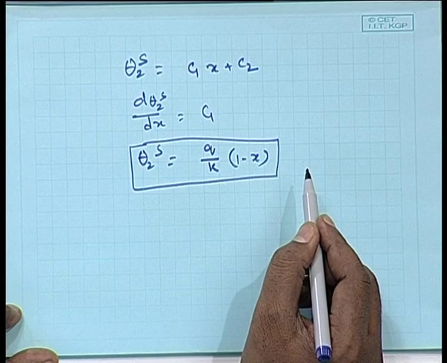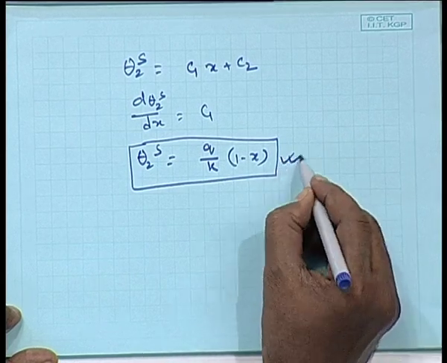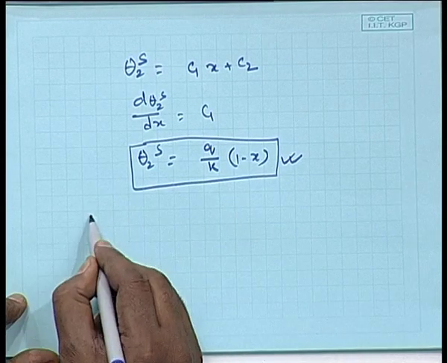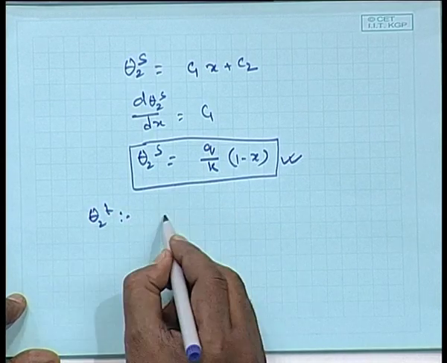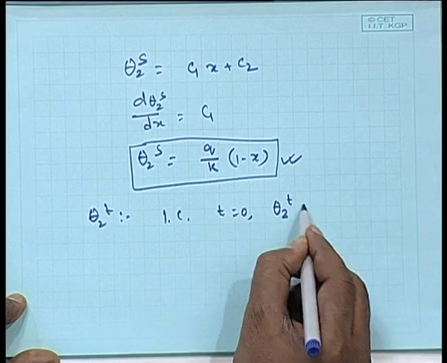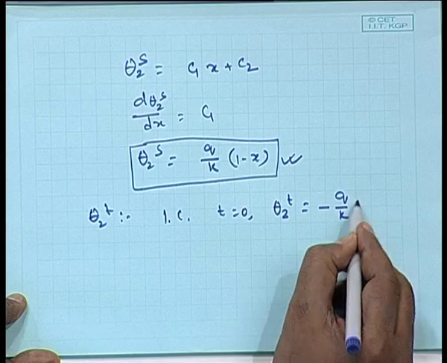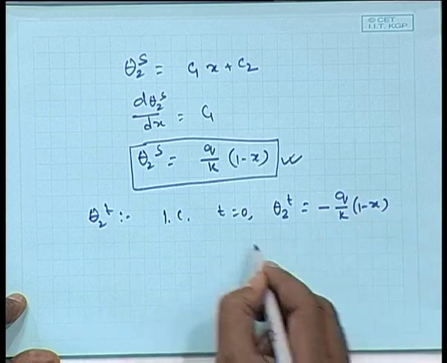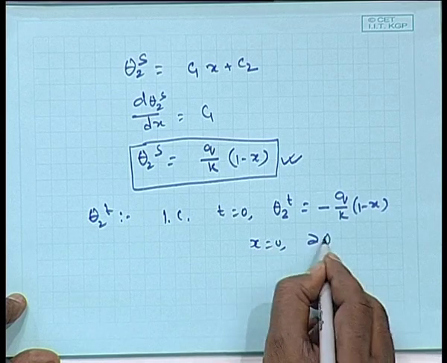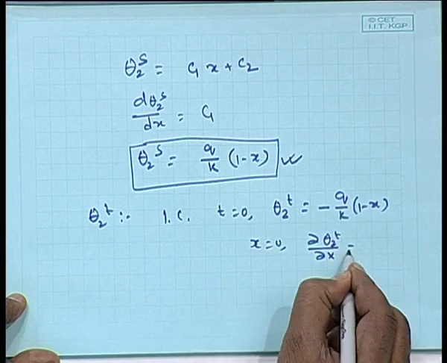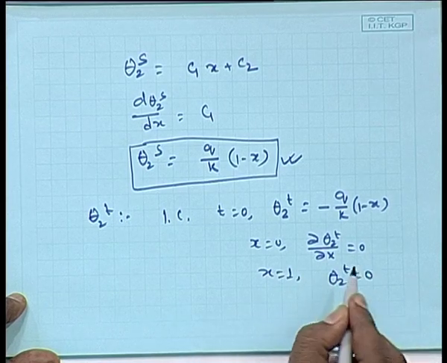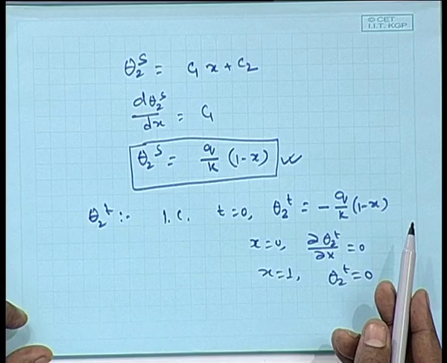No? Yes, that is correct. Fine. This is the steady state solution of that part. So, for theta 2t, the initial condition at t equal to 0 will be theta 2t equal to minus q by k into 1 minus x, and the boundary conditions will be homogeneous: at x equal to 0, del theta 2t by del x is equal to 0, and at x equal to 1, theta 2t will be equal to 0. Now, we can go ahead with the standard eigenvalue solution.